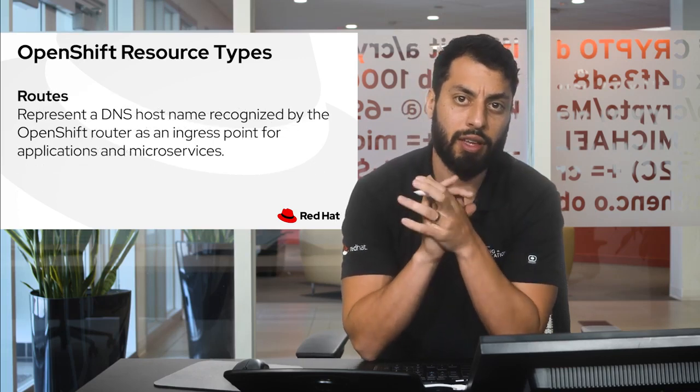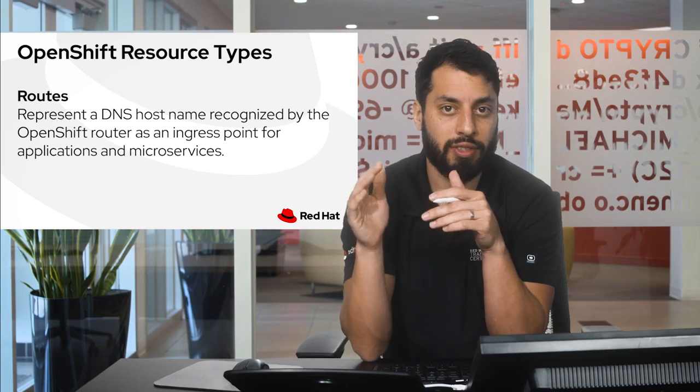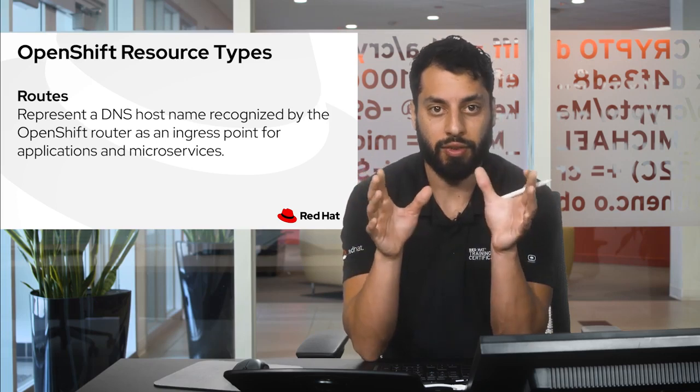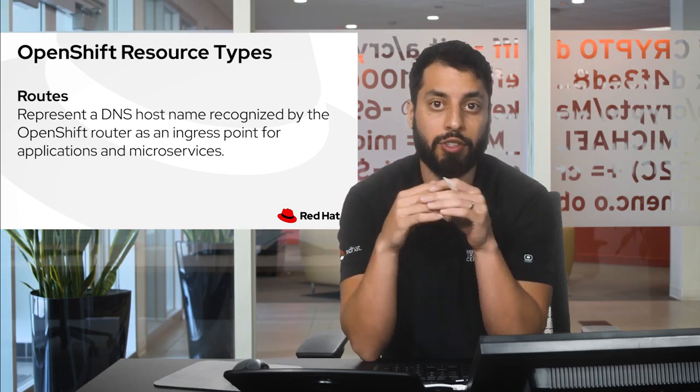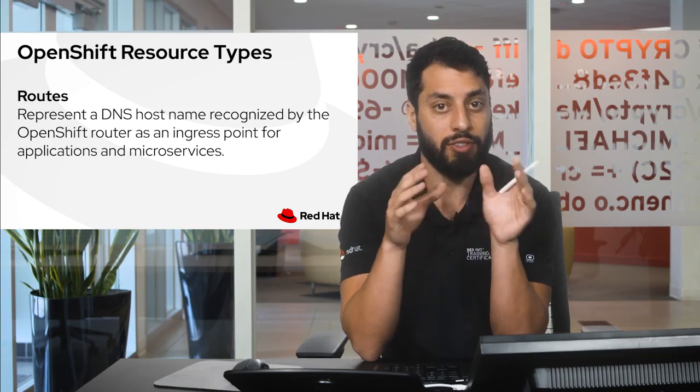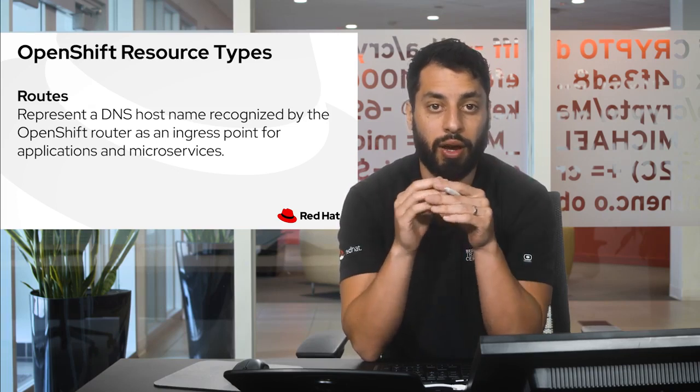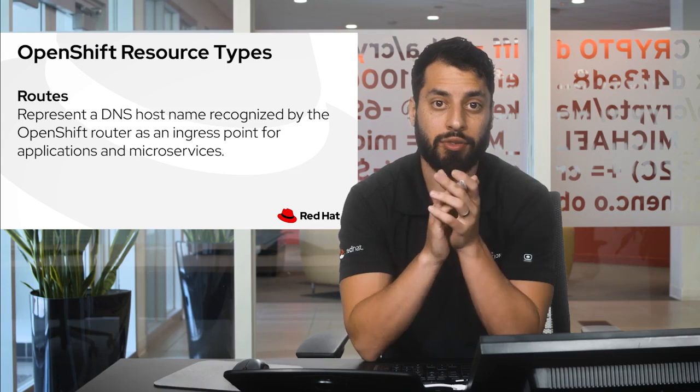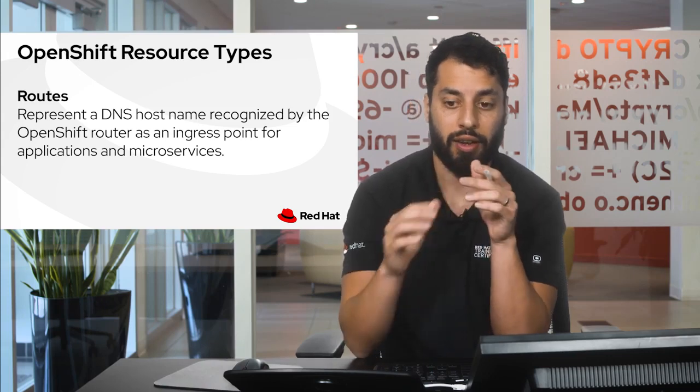Finally, we have routes, and routes build on top of services. Essentially, they take a Kubernetes service and expose that to the internet. A service is just an IP address, but a route is a DNS host name. We'll have a whole section on that in the next video.